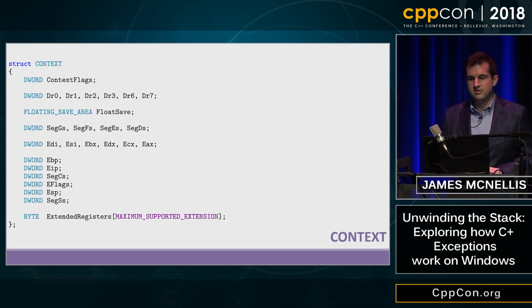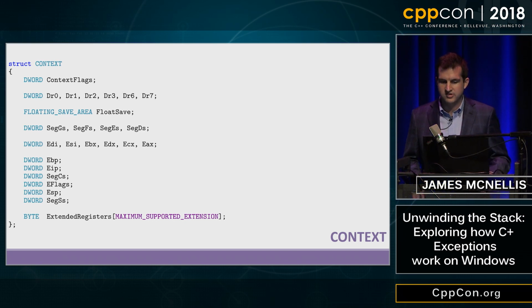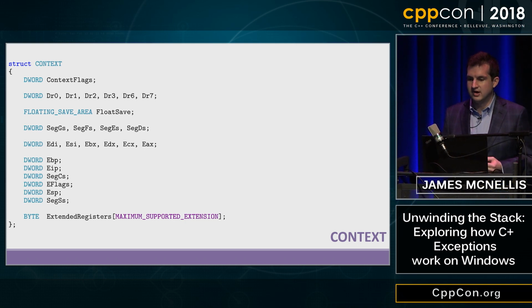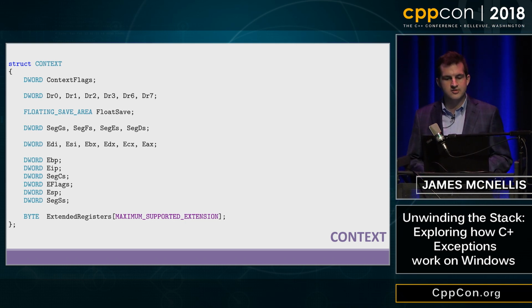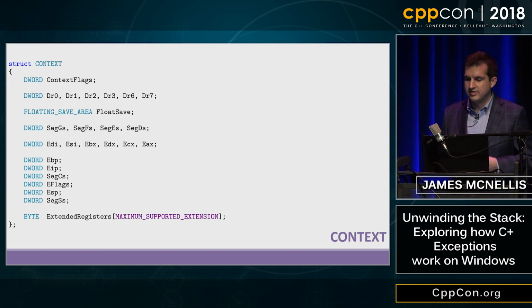So the state of the CPU is stored in a context structure and consists of the values of all the CPU registers. Since CPU registers are architecture specific, the definition of this context structure is different on different architectures. We're discussing 32-bit x86 here, so this is the 32-bit x86 context.